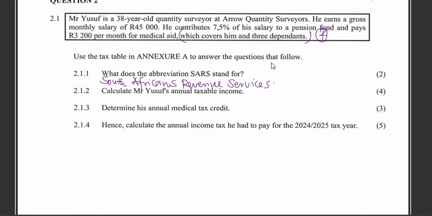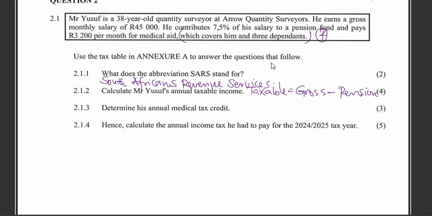Calculate Mr. Yusuf's annual taxable income. What I want you to remember is that when you're looking for annual or taxable income, we shall always get the gross minus the pension. In this case, we shall stop there. Had the person paid road accident fund, we would subtract. If he was donating to a registered charity, we would subtract those donations. But here, he only contributes to the pension fund.